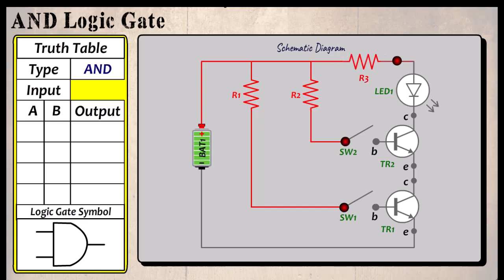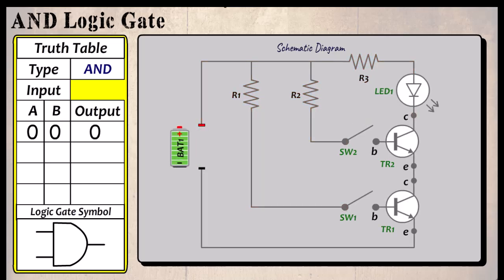The current continues through R3, but since both transistors are off or set to 0, the LED does not light since a complete electrical circuit cannot be made. So when both inputs are 0, the output is also 0.